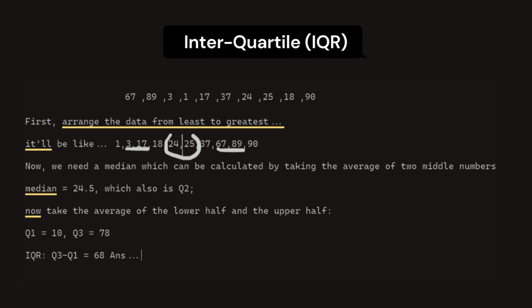If you take the two values which I have just underlined for the lower half, which are 3 and 7, and average them, you will get 10 for Q1, and for Q3, which is 67 plus 89, if you average them you will get 78. Now that we have Q1 and Q3, we subtract them and you get 68, your interquartile range. Here's your answer. I hope you get it.